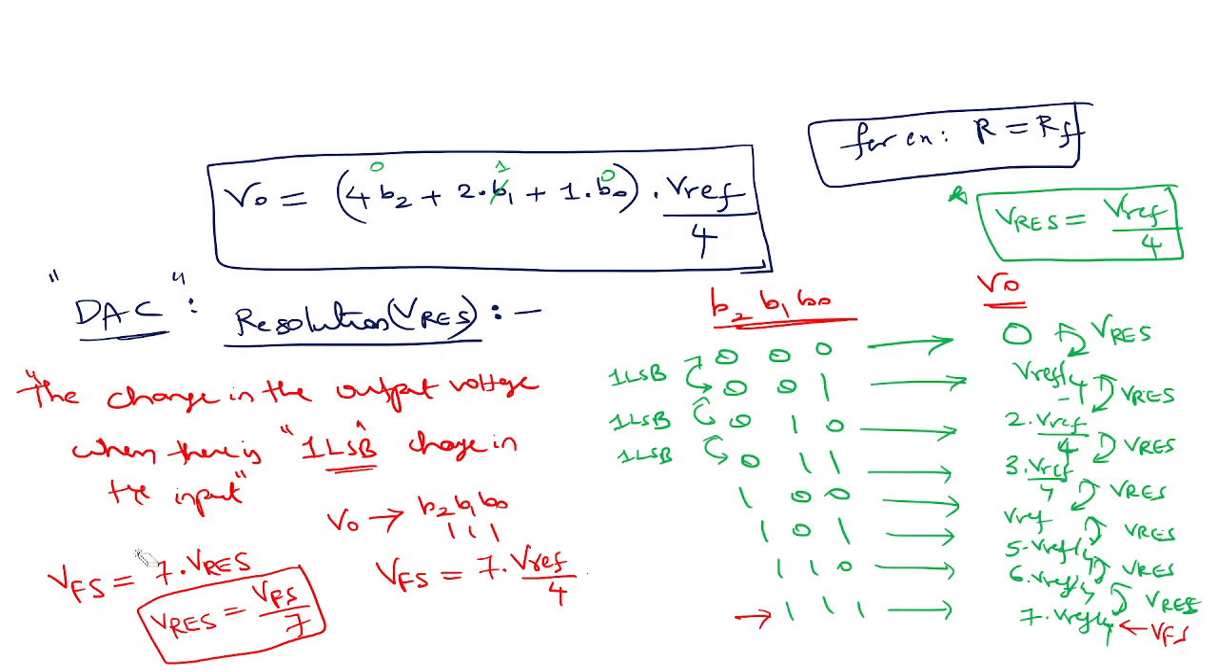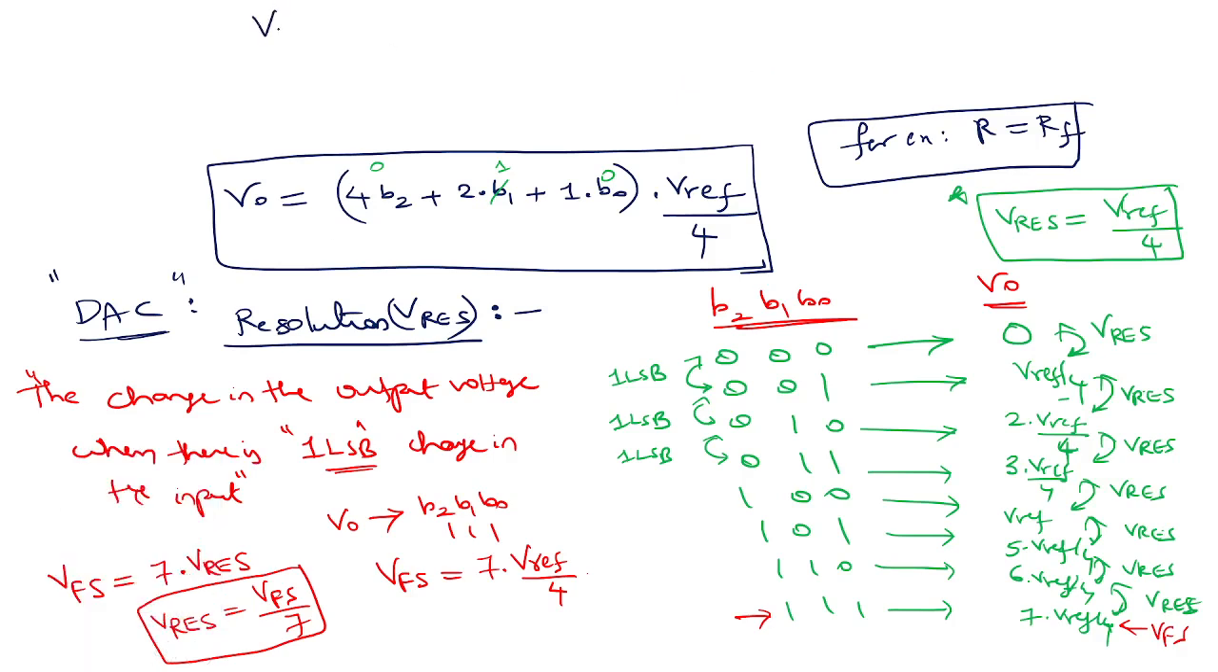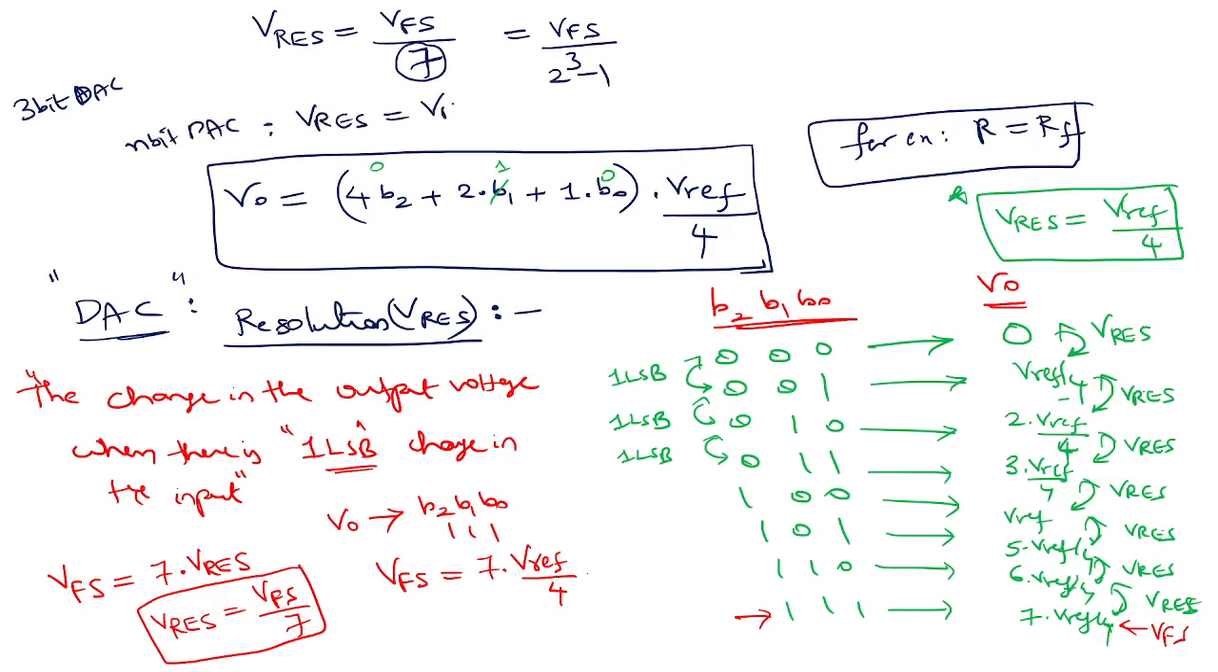So what happens right now is that V resolution and full scale voltage I can correlate. Since this is a 3-bit DAC, I got 7 in the denominator. That means I can write this as VFS divided by 2 power 3 minus 1. If it is an n-bit DAC, then V resolution is nothing but VFS divided by 2 power n minus 1. Okay.